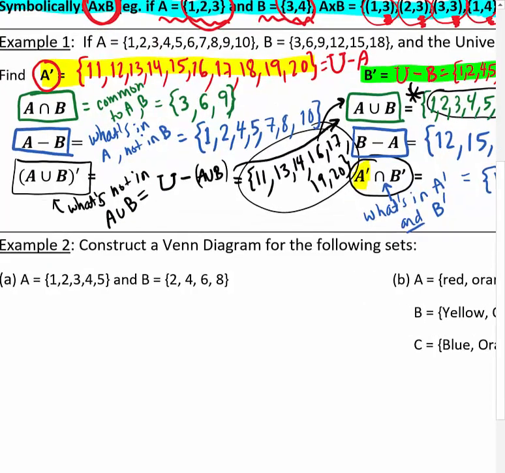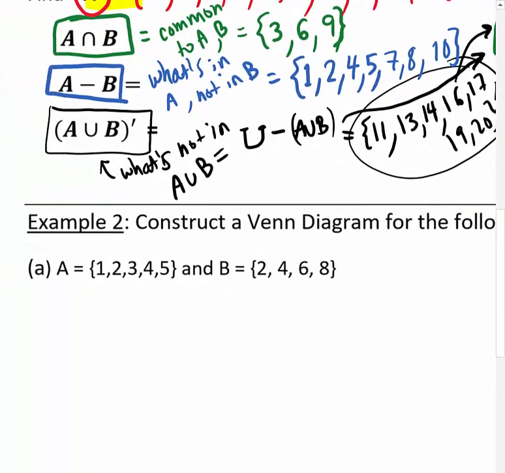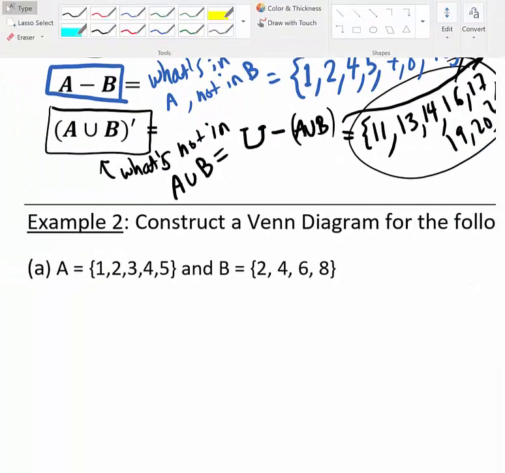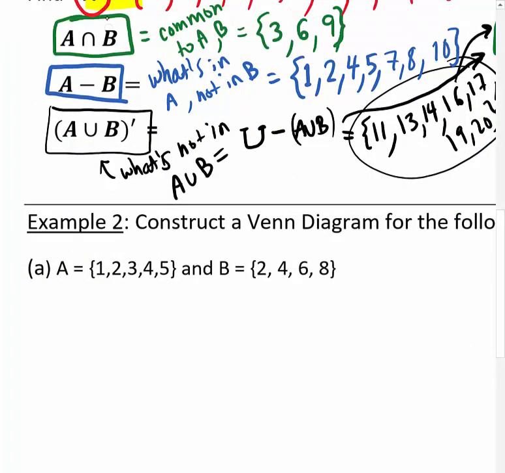construct the Venn diagram for the following sets. Try part A. Since it's explicitly listed here, like A has these elements, B has these elements, how about part C? It's hard to think of how to draw that. But I think once you see an example, it makes sense.